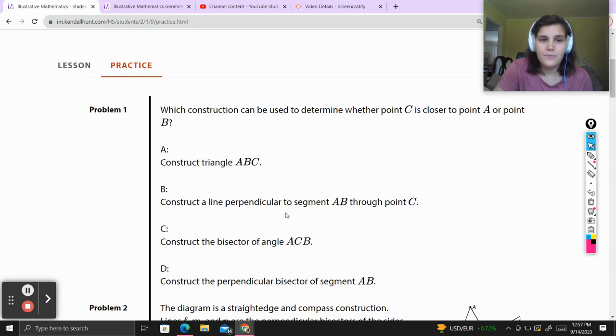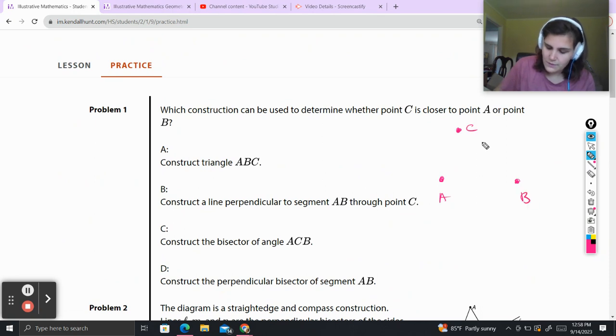Let's get started. Problem 1. Which construction can be used to determine whether point C is closer to point A or point B? So for this construction, I'm assuming I've got 3 points hanging out. We've got point A, B, and C, and we don't really know if C is closer to A or C is closer to B. So we're going to try each of these things and figure out which one works to figure out if C is closer to A or B.